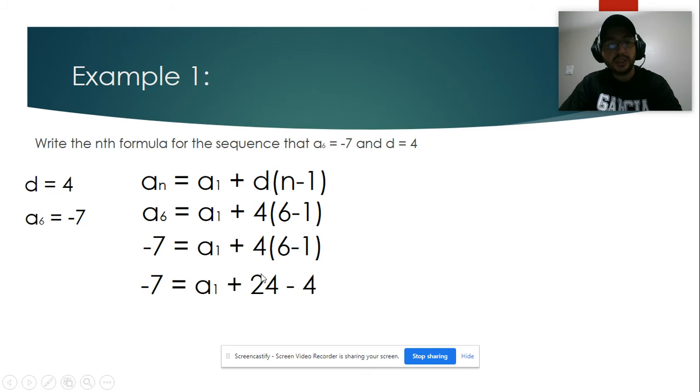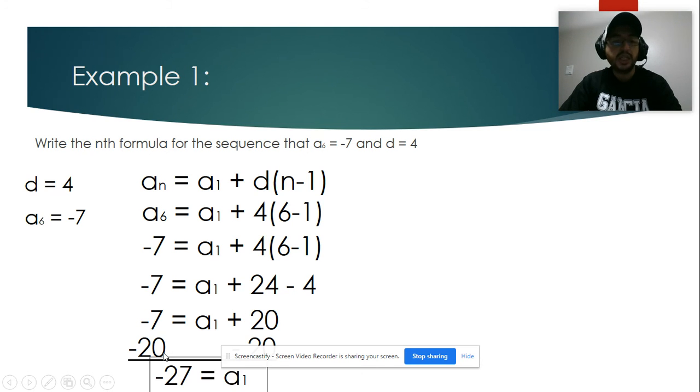So 4 times 6 is 24, and 4 times negative 1 will be negative 4. Combine like terms. Negative 7 equals the first term plus 20, and then remove the 20 with the opposite operation, which is minus 20 on both sides. So negative 27 is equal to the first term, or a sub 1.